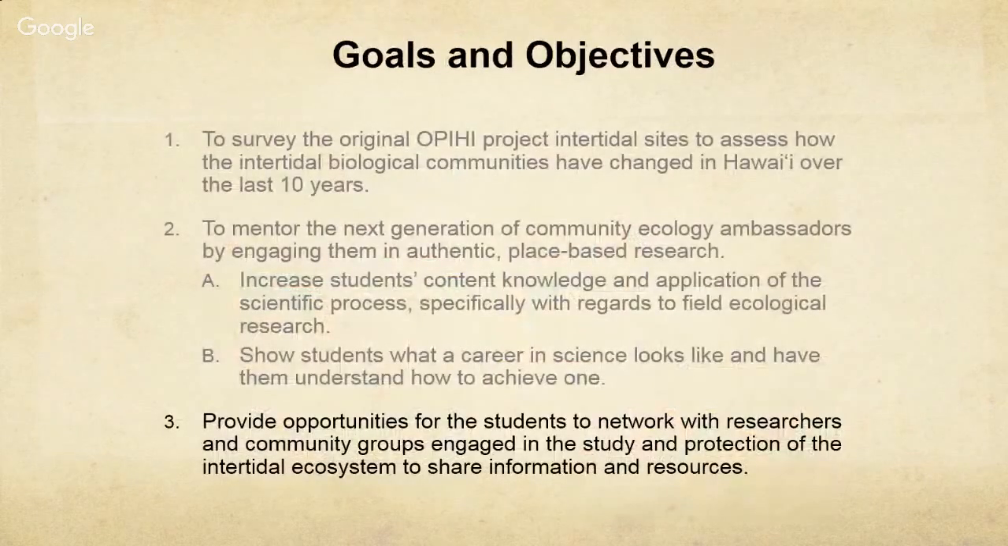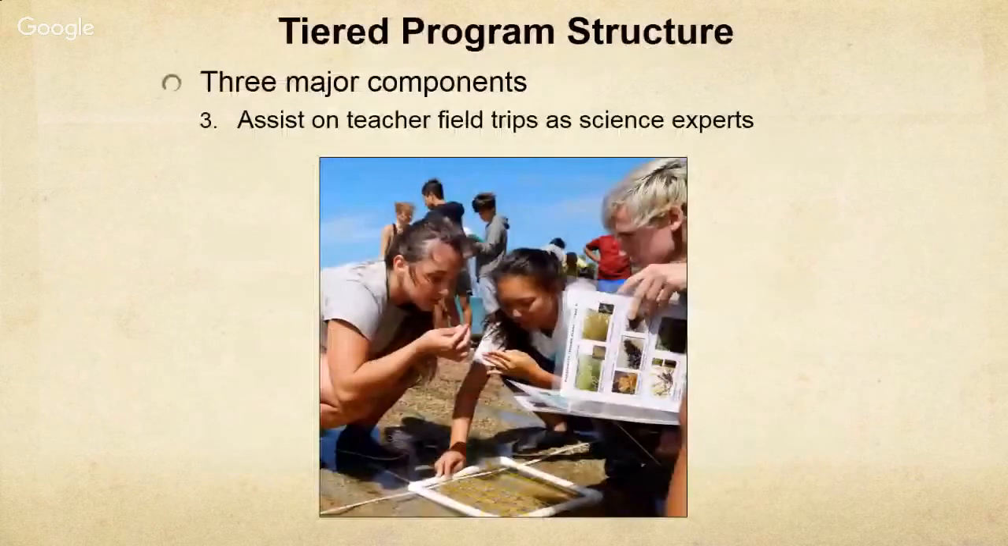Okay, our third goal is to provide opportunities for the students to network with researchers and community groups engaged in the study and protection of the intertidal ecosystem, to share information and resources. And the way that we have them network, first we send them out on the teacher field trips in the spring. By then they know the protocols really well, they know their species IDs really well, and they get to feel like they're the science experts.